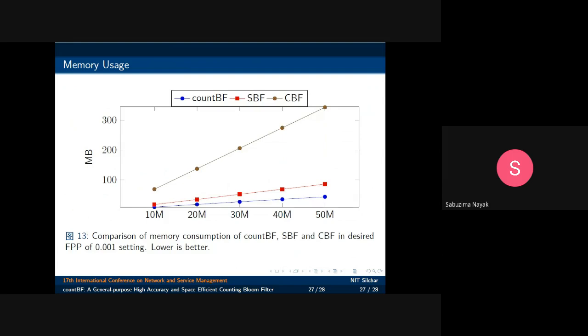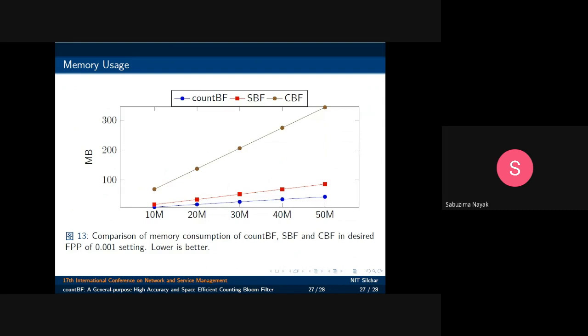The memory usage. This figure illustrates the comparison of memory consumption of CountBF, standard Bloom filter, counting Bloom filter. Here CountBF represents 3, 4, 5, 6, 7, and 8-bit CountBF because they have same array size. In case of 10 million, CountBF is consuming 8.79 MB and standard Bloom filter 17.13 MB and counting Bloom filter is taking 68.55 MB.